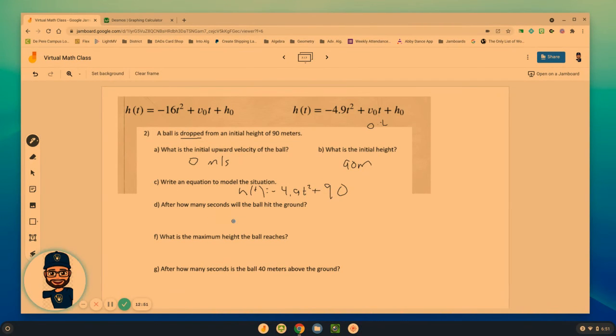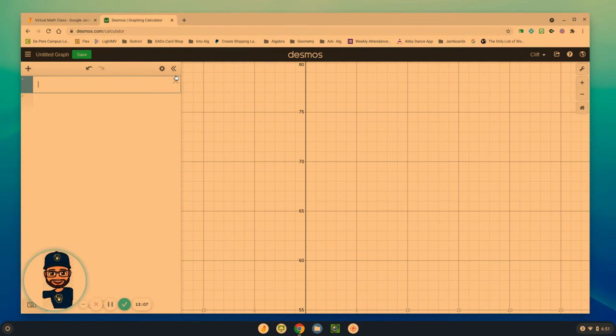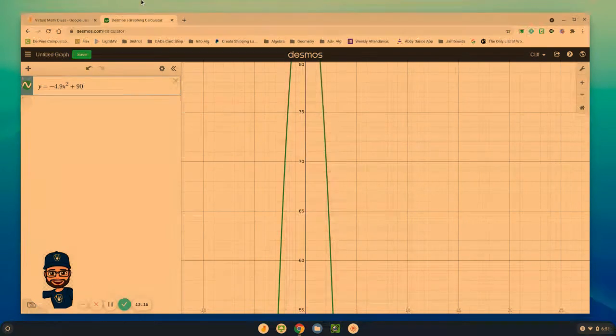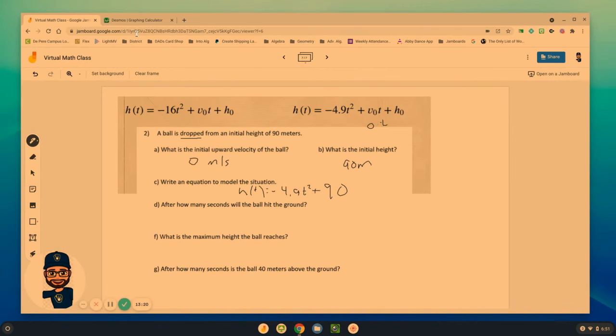And now we've got to be able to answer some questions. After how many seconds will the ball hit the ground? What is the maximum height? After how many seconds is the ball 40 meters above the ground? And so on. So let's go see these two by graphing on Desmos. y equals negative 4.9 x to the second plus 90, because it started at 90 meters.